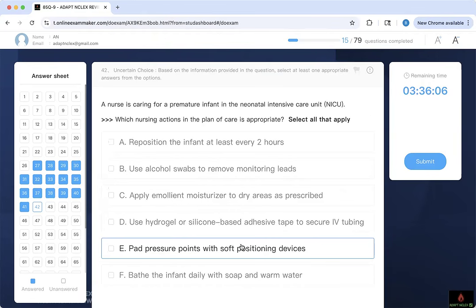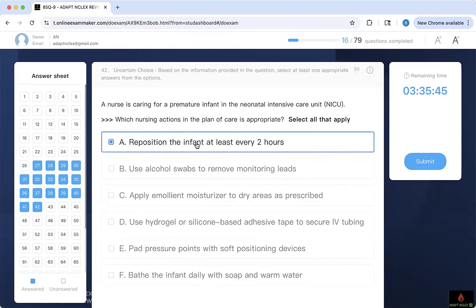What do you think? You can see this is all talking about the kid's skin. Premature skin breaks easily. That's the concept. Pick something. Don't over-select. Don't be greedy. Pick those you're 100% confident. If you don't understand it, leave it alone. I can tell you, turning the infant prevents pressure injury. That's good.